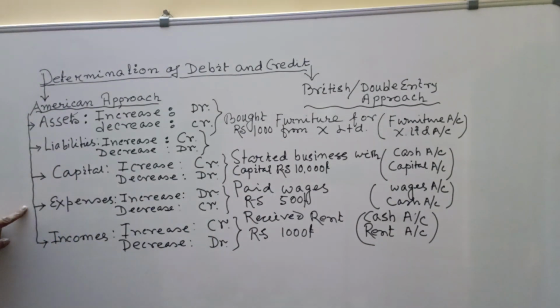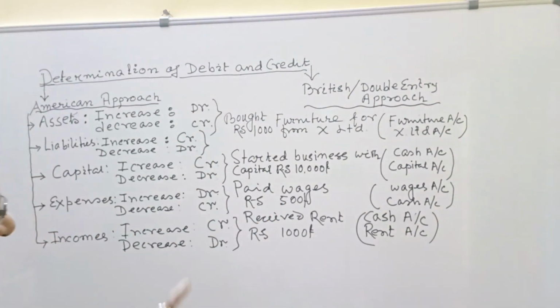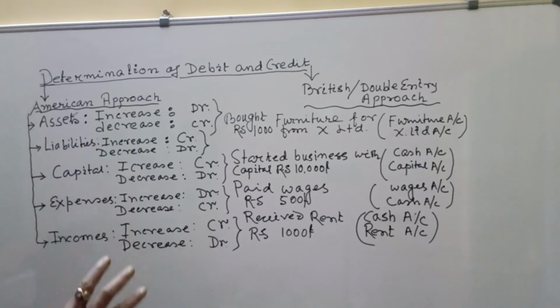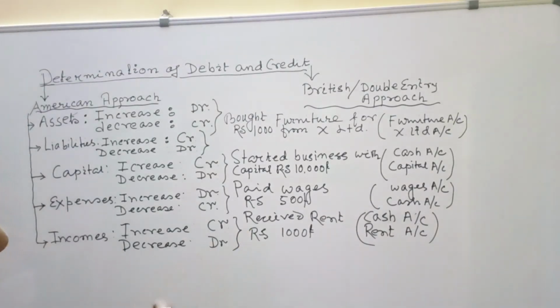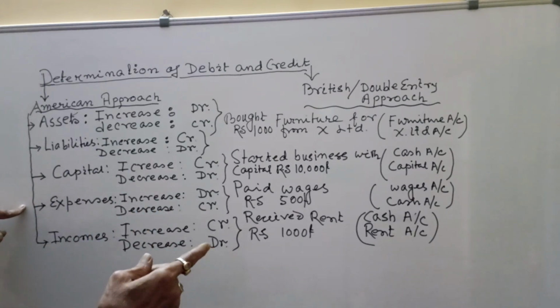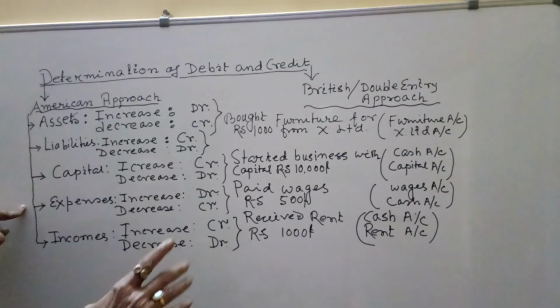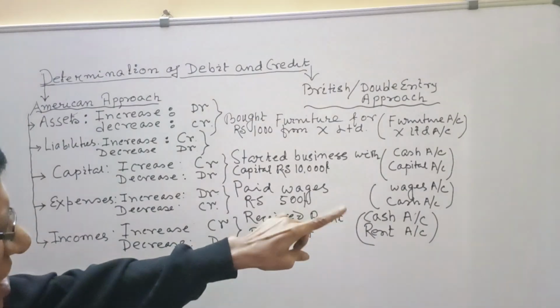Let us come to the example of the expenses. Paid wages rupees 500. There are two accounts connected with this transaction: one is the wages account and another is the cash account. Naturally, when the expenses increase, the expenses account will be debited, so the wages account will be debited. And cash account is an asset. I have already told you, when the asset decreases, it will be credited. So naturally the cash account will be credited.